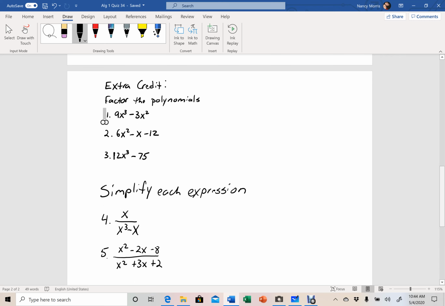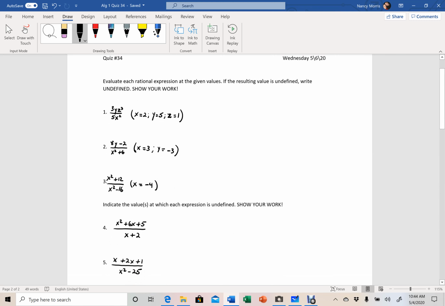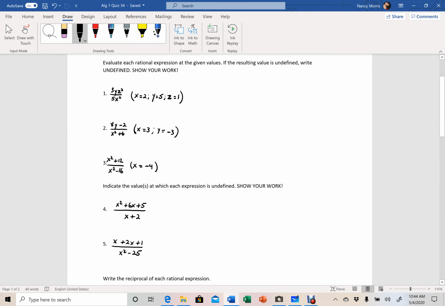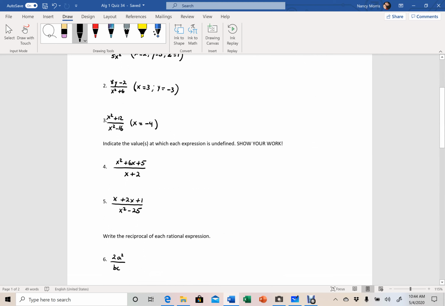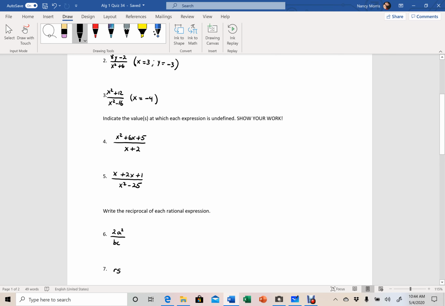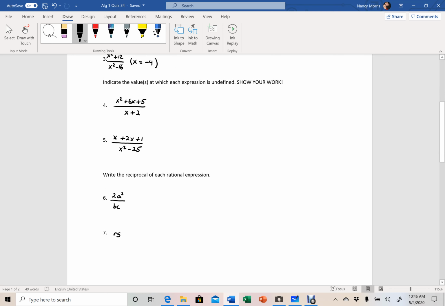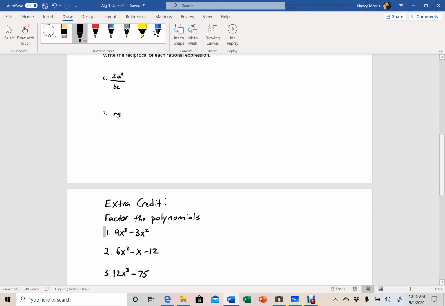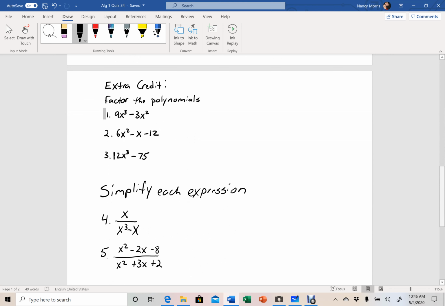Okay, so that's your quiz for today. We're starting off with just evaluating, plugging your values in for x, y, and z in the first 3 there, and then we're identifying which expression is undefined by taking our denominators and setting them to 0 using that zero factor property. And then we are writing the reciprocals of each expression, and that's basically just inversion, and then your extra credits here down at the bottom.